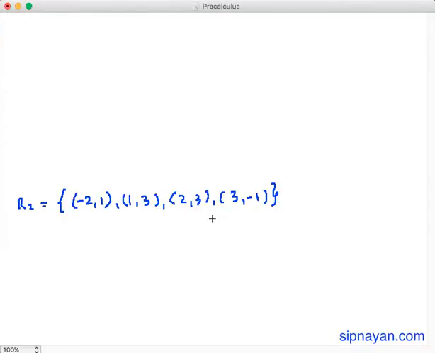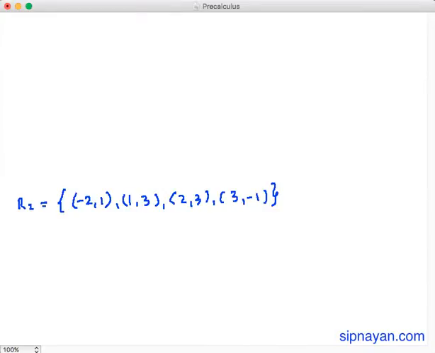And alam natin that kung meron tayong ordered pair, for example, negative 2, 1, na ito ay nagre-represent ng coordinates ng isang point, then we know that the first number, tawag natin dyan ay x-coordinate, and the second number is the y-coordinate. No? And ganun din sa mga ito, no? Now, the set of x-coordinates tsaka set of y-coordinates, meron din tayong tawag dyan.